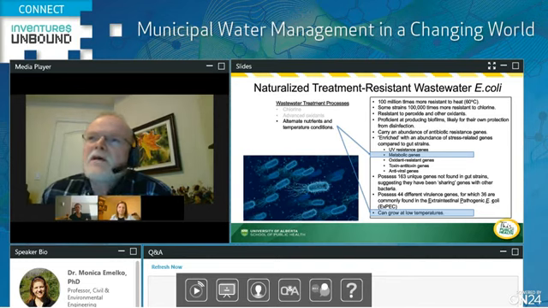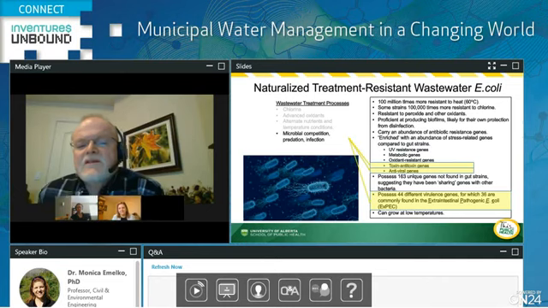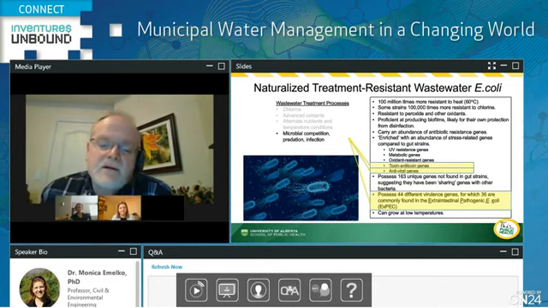So typically we think E. coli can grow at 37 degrees in your gut. Well, these can actually grow at 20 degrees and are extremely happy at 20 degrees, even 15 to 20 degrees in their growth. We use such things as microbial competition or predation or infection to destroy these bacteria during a wastewater treatment plant in the process.